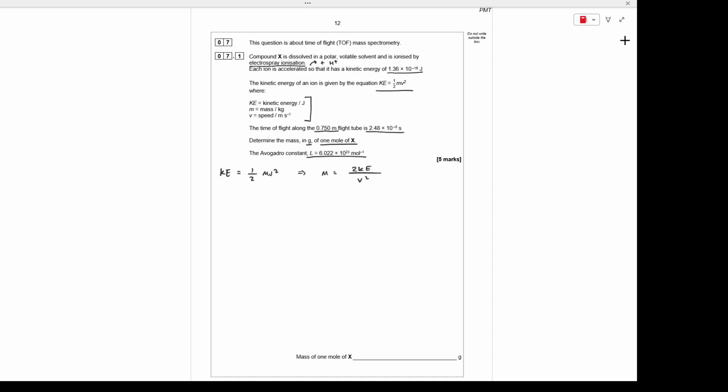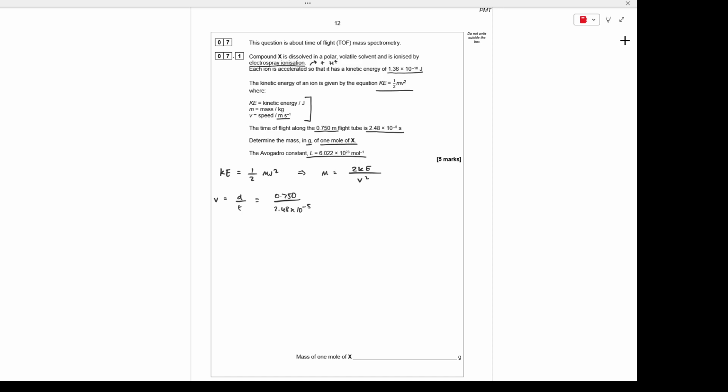Now, v, we've been told, is meters per second, so that's obviously distance over time. I think most of you know that anyway. And we've been given the distance as 0.750 meters, which is the units we want, and same with the time in seconds, which is 2.48 times 10 to the minus 5.